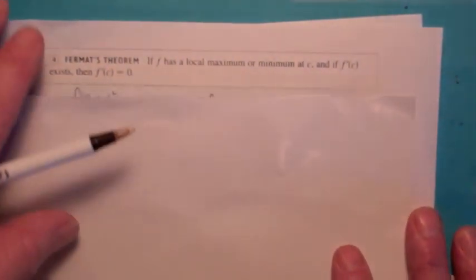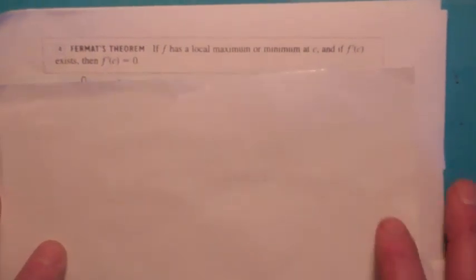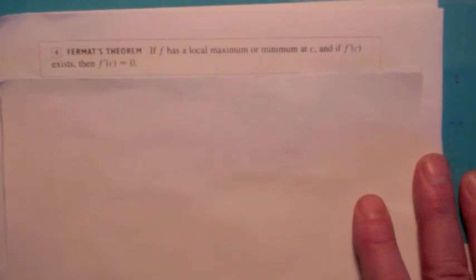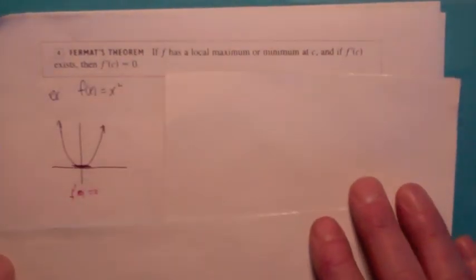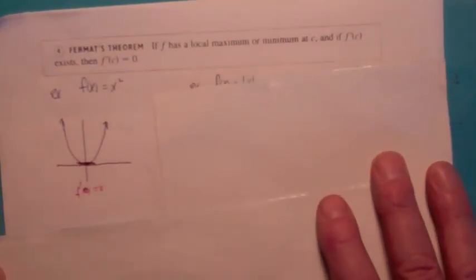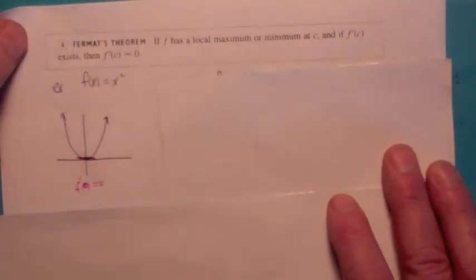Okay, let's see a few more things here. We have an important theorem called Fermat's theorem. Fermat's theorem says that if you have a local max or min, now we're talking about local max and min again, at x equals c, and if the derivative exists, then the derivative must be 0. We've already seen this before. I believe we were using this theorem when we were graphing the derivative function.